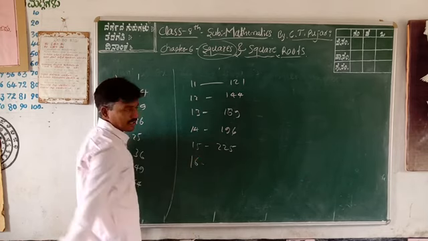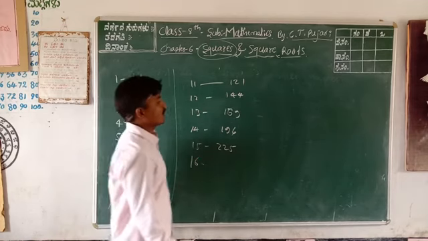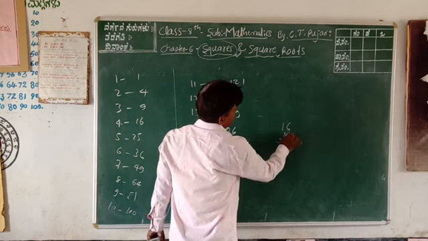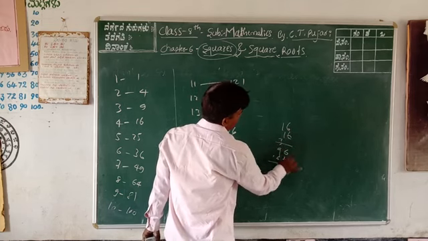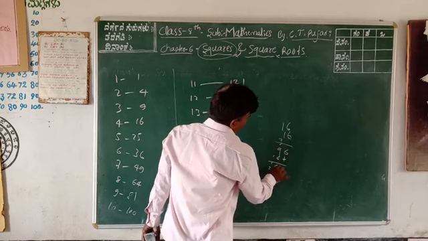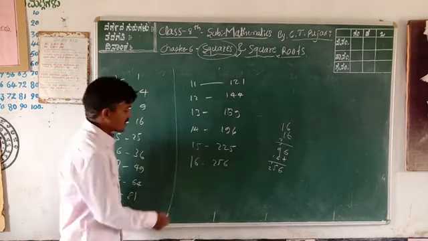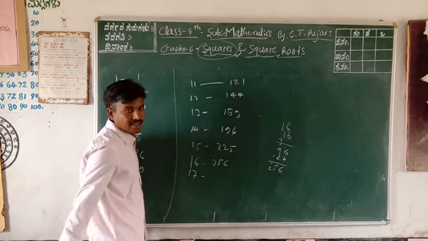16. What about 16? You know multiplication. That is 16 into 16. 6 sixes are 36, and so on, therefore 256. 256 is a square number. The next one is what? 17. Again 17 is a square number.